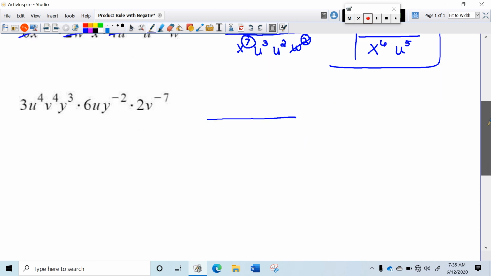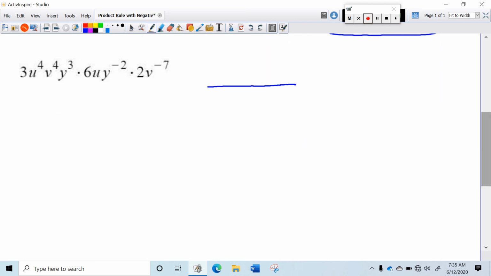Okay, the next one. The 3. U to the 4th is a positive exponent. It stays where it's at, leaves some space. V to the 4th, also positive exponent. Y cubed stays where it's at. That takes care of that one.